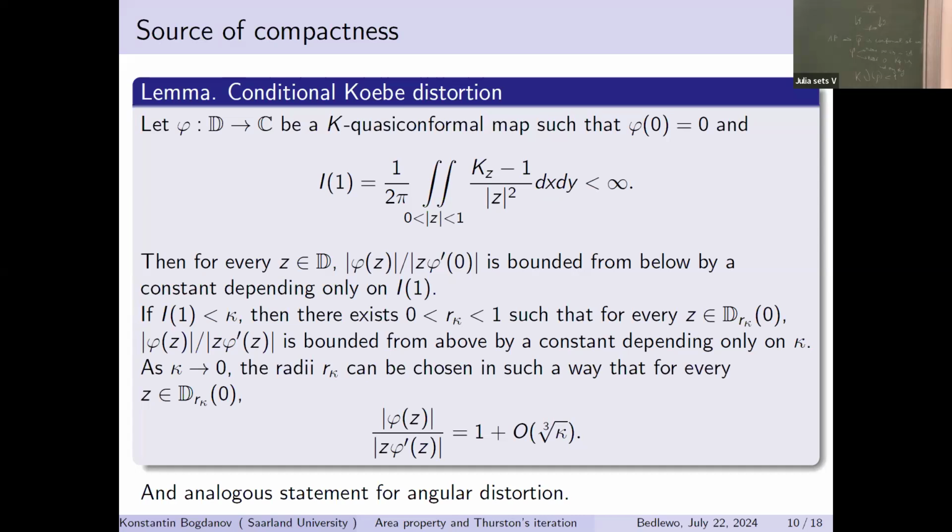Second paragraph. Okay, I have one more question. How do we know that phi prime of 0 exists? You assume that phi is just quasiconformal. Yeah, I've written it, but it follows from the Belinskii-Teichmüller-Wittich theorem. If this integral is finite, then our function is differentiable at 0.